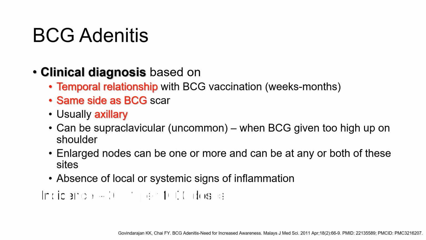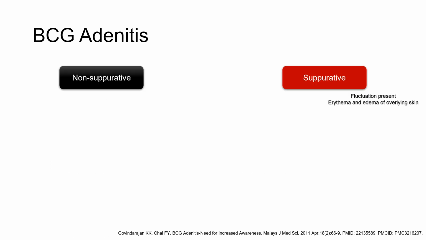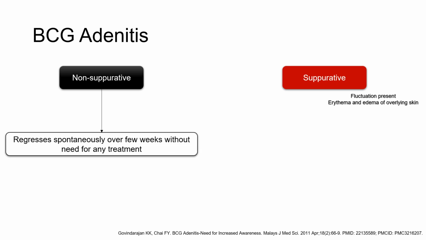So we have to remember that the incidence of that is 0.1 to 1 per 1000 doses of BCG vaccination. BCG adenitis can be of two types. It can be non-suppurative or suppurative depending on the absence or presence of pus. If fluctuation is present, and erythema and edema of overlying skin is present, it is called suppurative BCG adenitis. In case of non-suppurative adenitis, the adenitis resolves spontaneously over few weeks without need for any treatment. So you don't have to treat.